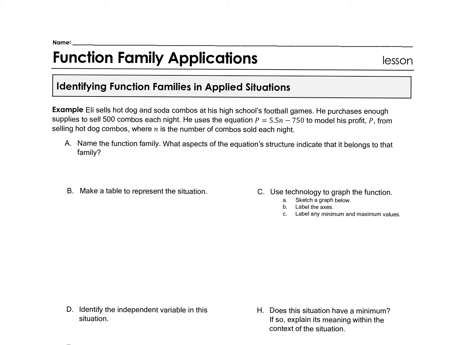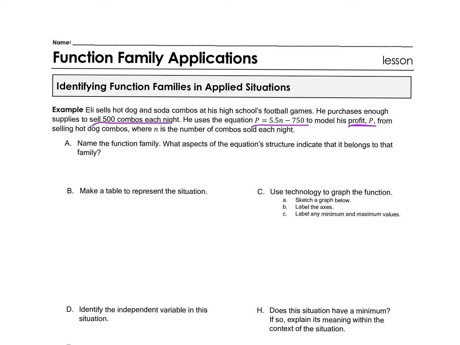Okay, so on function family applications, lesson 1.4, we're going to be using our function families that we talked about on 1.3, and we're going to be applying them in a real world scenario. So this first example, Eli sells hot dogs and soda combos at his high school's football game. He purchased enough supplies to sell 500 combos each night. He uses the equation P equals 5.5N minus 750 to model his profit P.